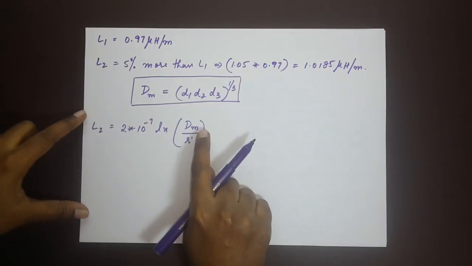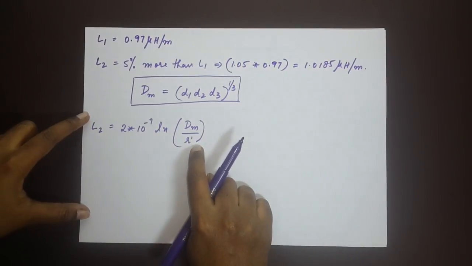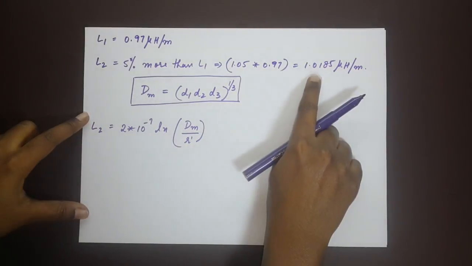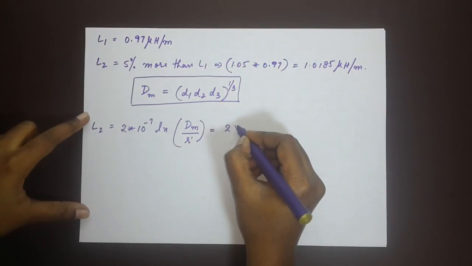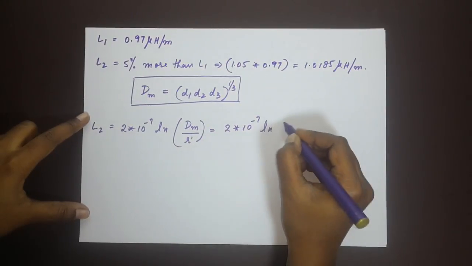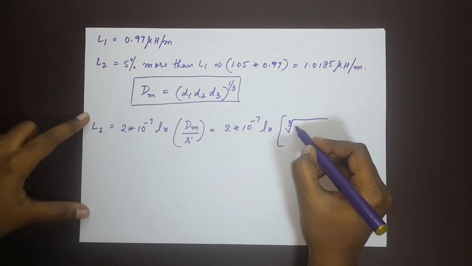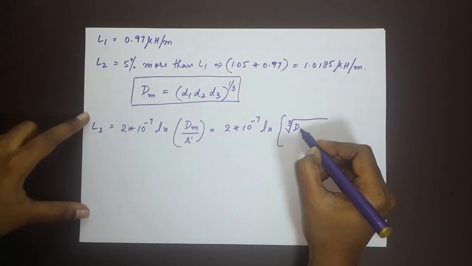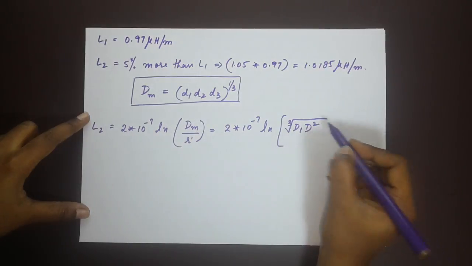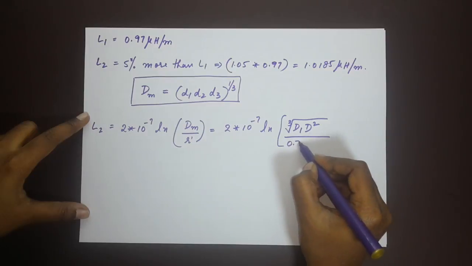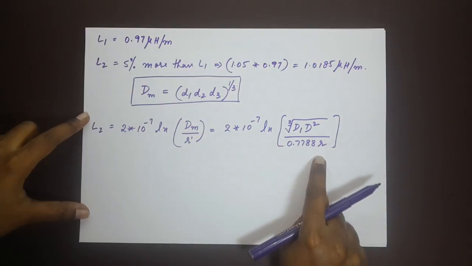So that's what we are going to introduce over here. So that's 2 into 10 power minus 7 ln of dm by r dash. We have already found out what L2 is, so we substitute this here. dm is this, so let's write that: 2 into 10 power minus 7 ln of dm, which is the cube root of d1, that's 1 meter, d2 and d3 are both d, so that becomes d square, divided by 0.7788 r. So this is our expression.